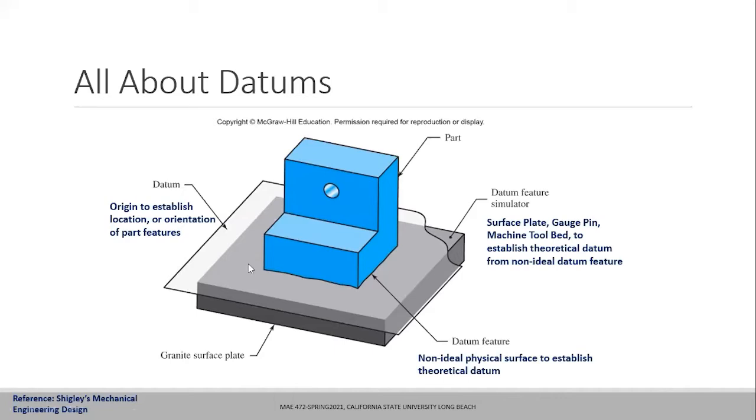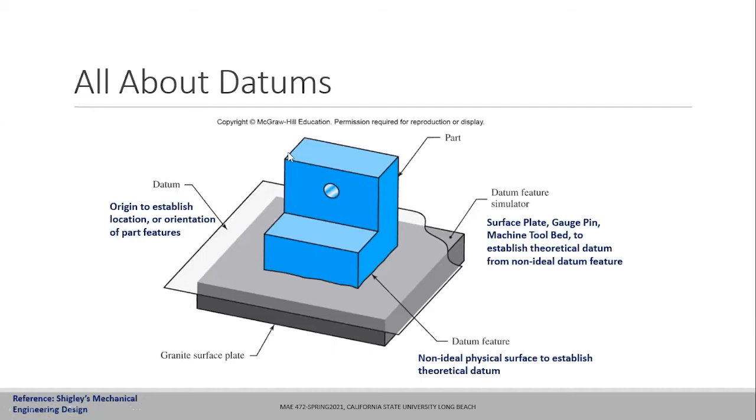As I mentioned here also, it is basically an origin to establish the location or orientation of part features. Now, you probably have heard about datum a lot, that this is the datum that you use in the drawing. But you always have to make sure that this is nothing but a theoretical concept, which basically means it is a theoretical plane, theoretical axis, or theoretical point from which the measurements will start. Now, how does that theoretical concept about the point, line, or plane get translated into actual physical objects? How do we define datum for physical objects?